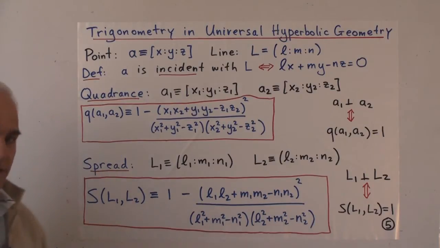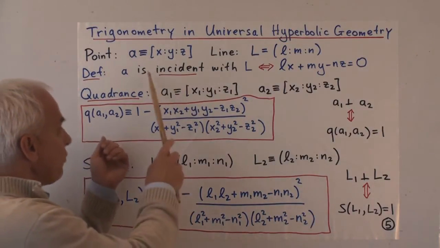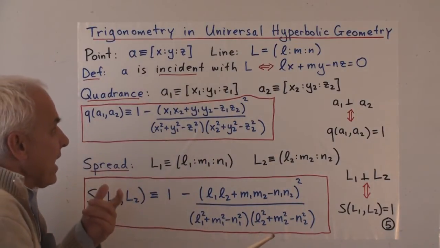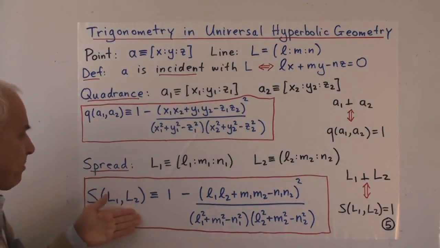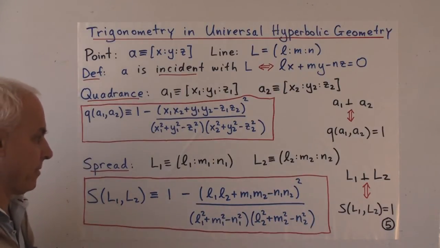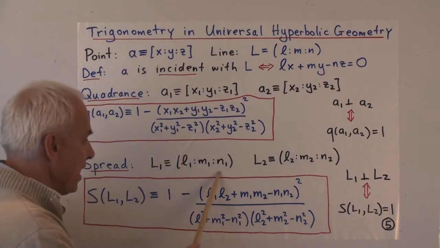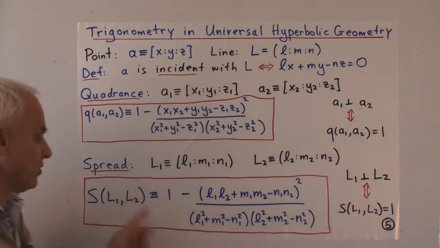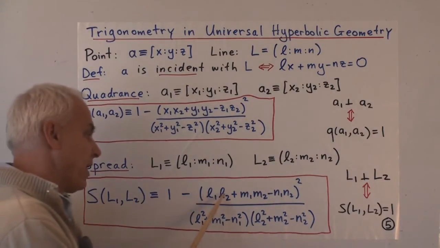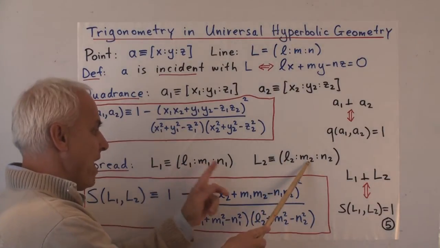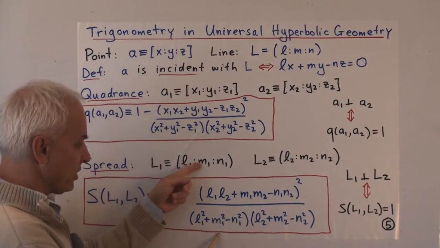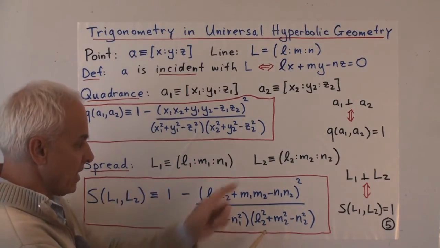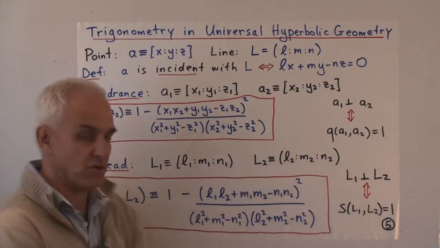The spread between two lines. Well, points and lines are kind of obviously dual. They look exactly the same, except that we've got square brackets and round brackets. We're going to just repeat the definition of the quadrance for the spread between two lines. It's exactly the same. So the spread between this line L1 and this line L2, it's 1 minus (L1, L2 plus M1, M2 minus N1, N2) all squared, divided by (L1 squared plus M1 squared minus N1 squared) times (L2 squared plus M2 squared minus N2 squared).